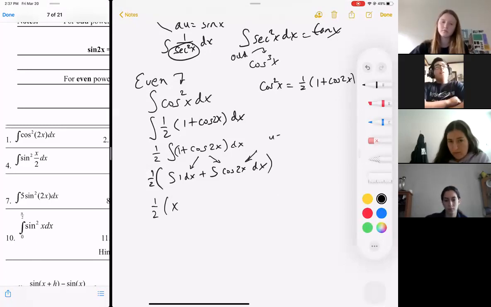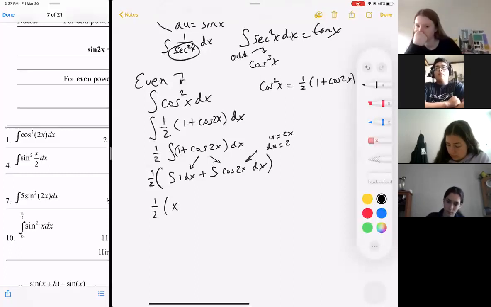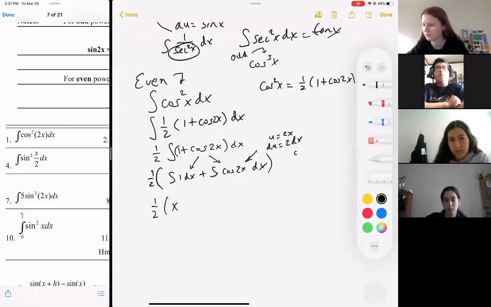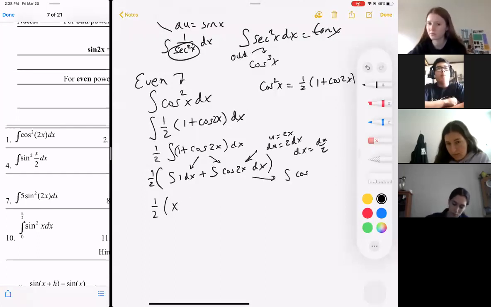So we're going to have u substitution here. U is equal to 2x. Du is equal to 2 dx. Solving for dx, that's going to be du over 2. So when I plug this one back in, on the side note, the integral of cosine 2x became the letter u, and dx became du over 2, which means we have a constant. I'm going to keep the constant out. So it's going to be a plus 1/2.